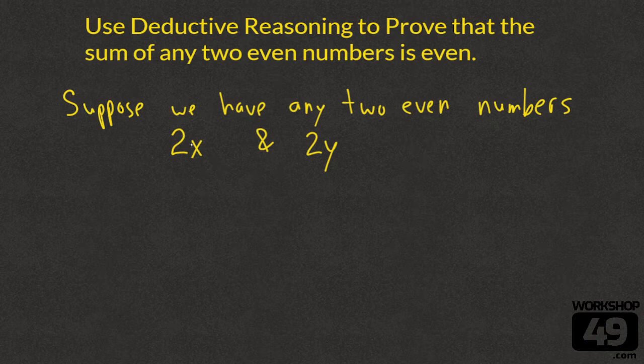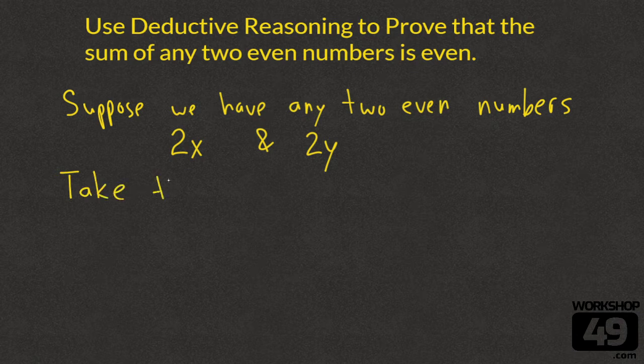The reason why we didn't use 2x and 2x is because that would mean it's the same even number, and we want to show that we could have any 2 even numbers. So this is any possible even number, 2y is any other possible even number. And you could have used a or b or any letters that you want. It really doesn't matter.